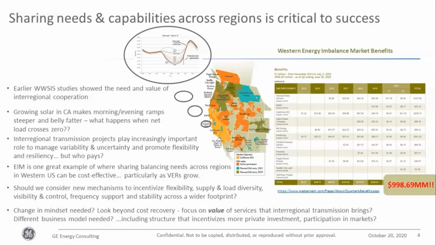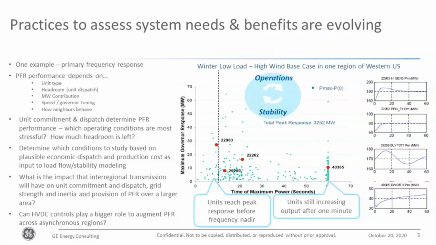The other thing is to evaluate the benefit of interregional transmission and how to analyze this from a modeling and a data perspective and study perspective. So the next piece here that I'd like to simply touch on is an example with primary frequency response. We all know that primary response depends on a bunch of things, including the type of unit that's providing that response, how much headroom it has, how much it contributes, how its governors are tuned, and also how its neighbors are behaving, inside the footprint and outside the footprint.